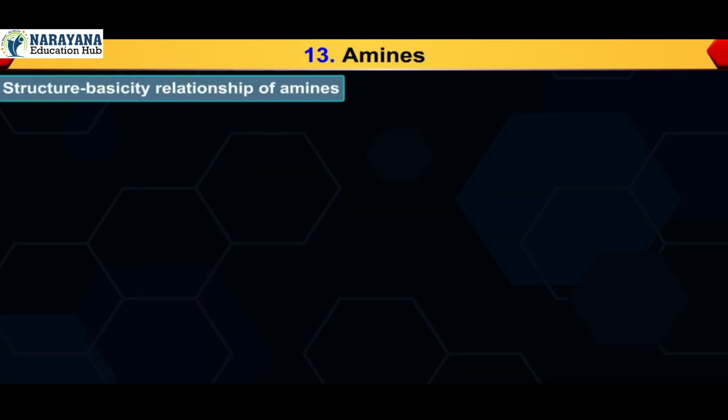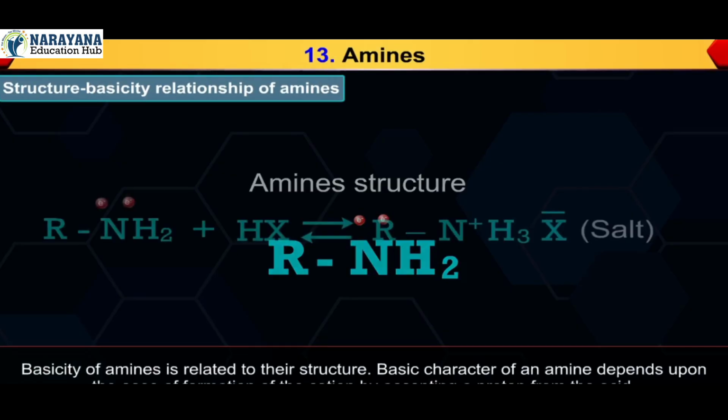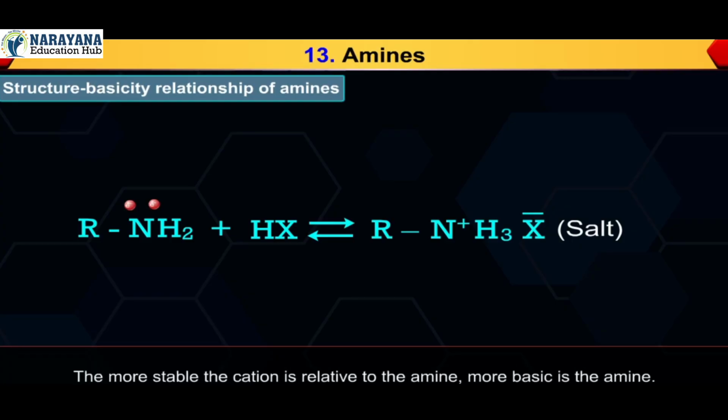Structure-basicity relationship of amines. Basicity of amines is related to their structure. The basic character of an amine depends upon the ease of formation of the cation by accepting a proton from the acid. The more stable the cation is relative to the amine, the more basic is the amine. RNH2 plus HX reversible, RNH3+ X- salt.